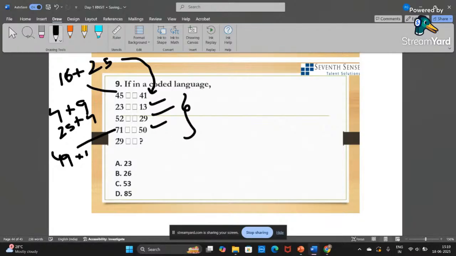So the same logic needs to be applied here. 2 squared means 4. 9 squared means 81. So 4 plus 81 is 85. So 85 is the right answer.